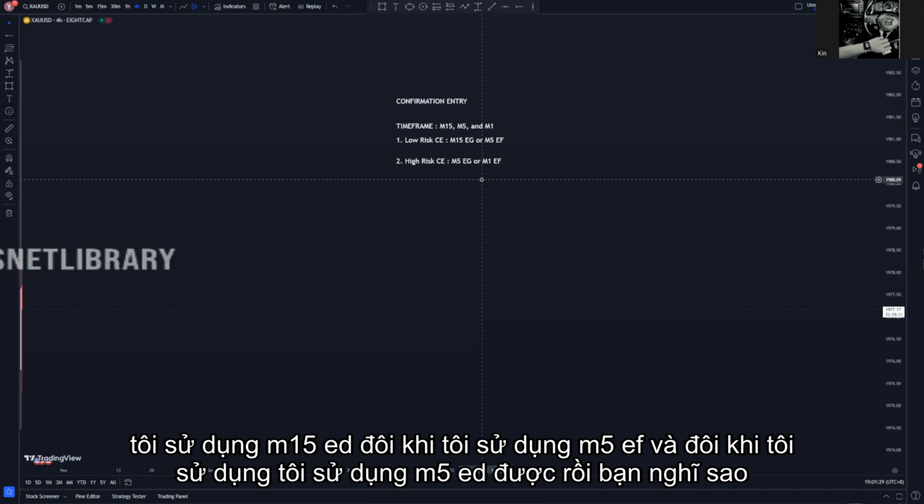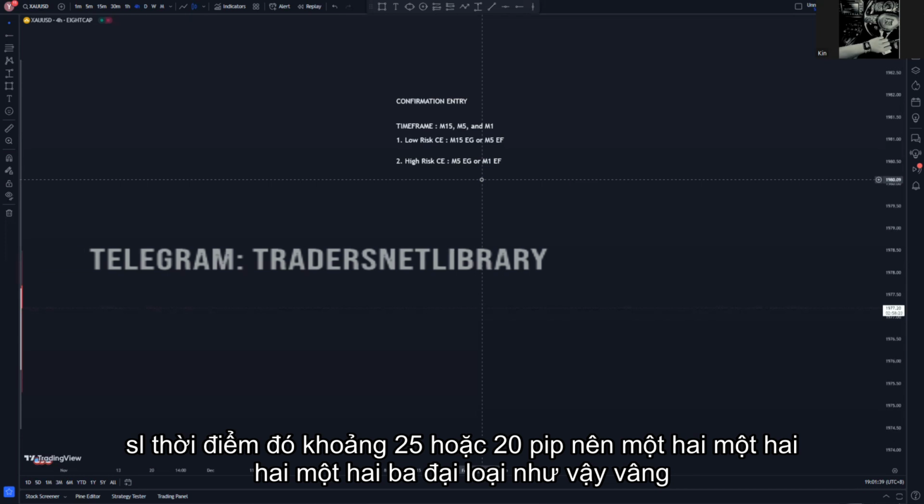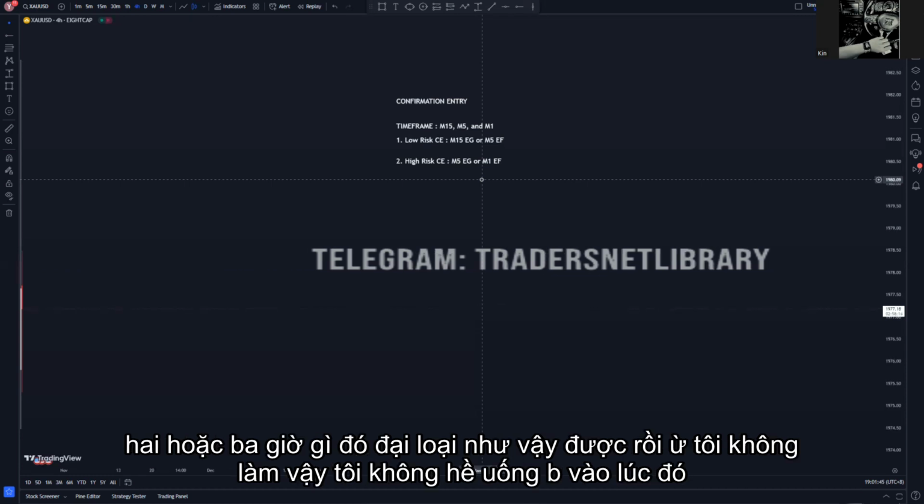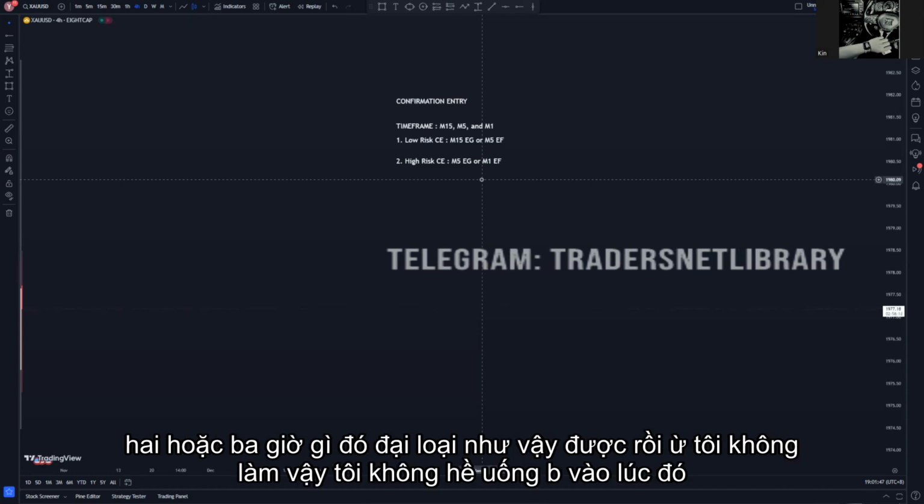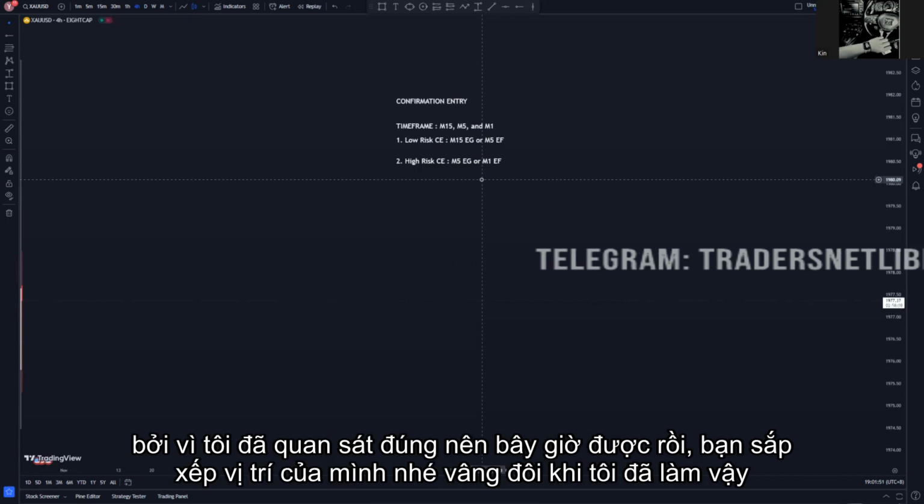What do you consider a win? Hitting 2R, 3R, because you don't go BE. Yes, I don't go BE. What I consider a win is, because my SL at that time was like 25 or 20 pips, 1:2, 1:2.2, 1:2.3, something like that, 2 to 3R. I didn't take BE at all at that time because I was observing, right?